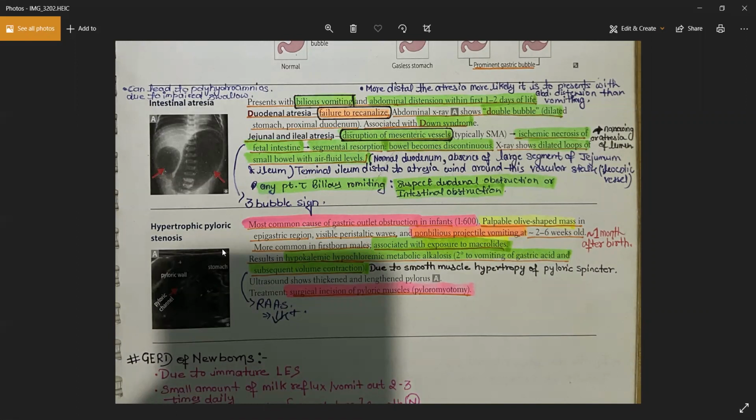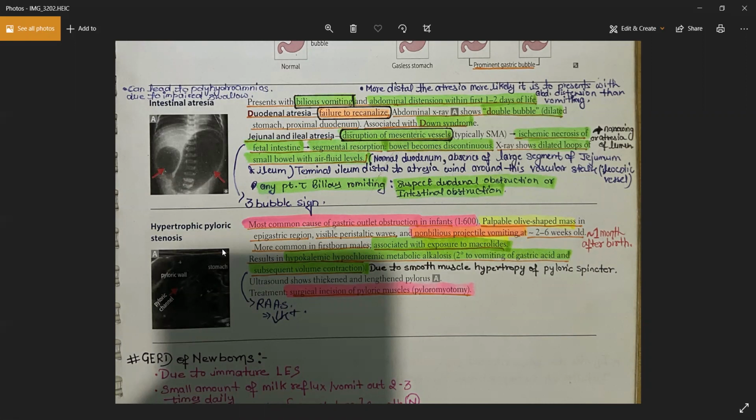Some part of the jejunum will be there, right? And it will be filled with the air, so that is one bubble. Secondly, you have the duodenum part. The same air will fill the duodenum, and you will get the second bubble. In the stomach, the air can fill there, and you can get a third bubble. That's why it is a triple bubble sign.